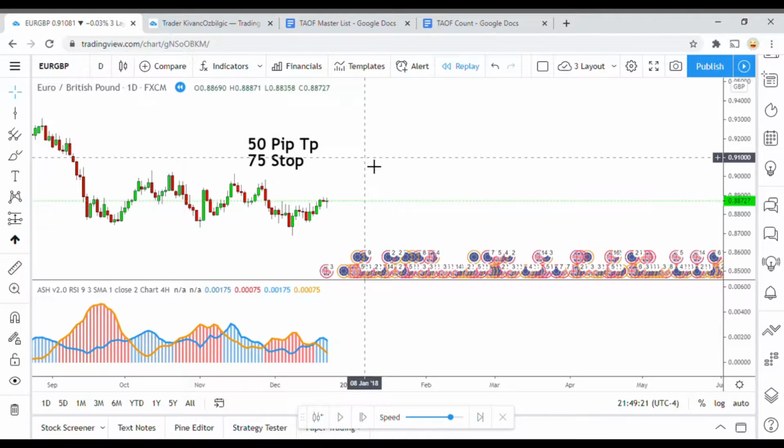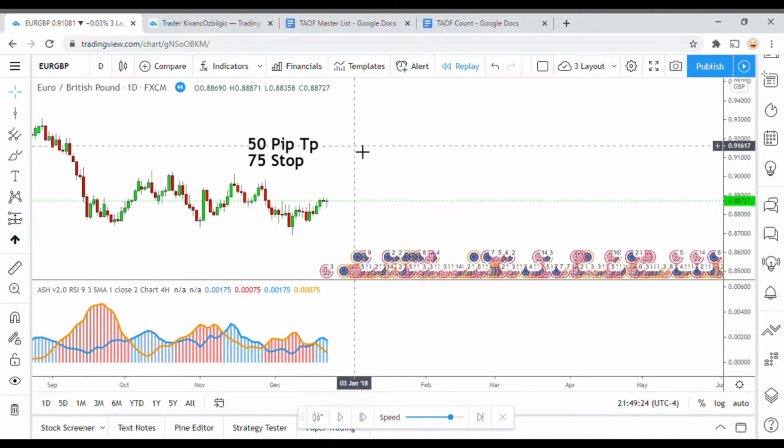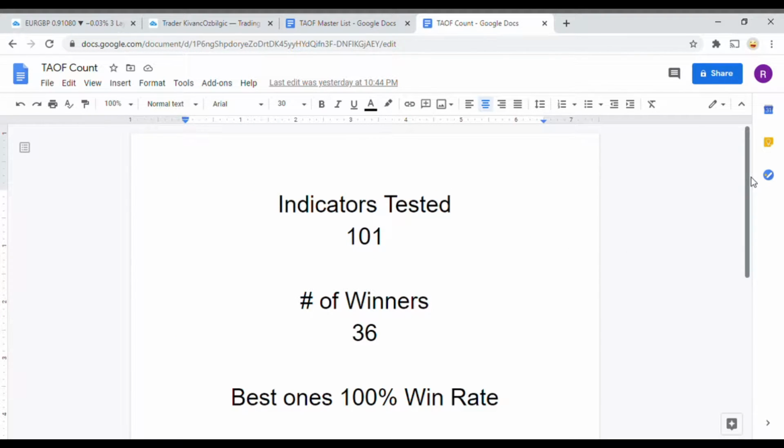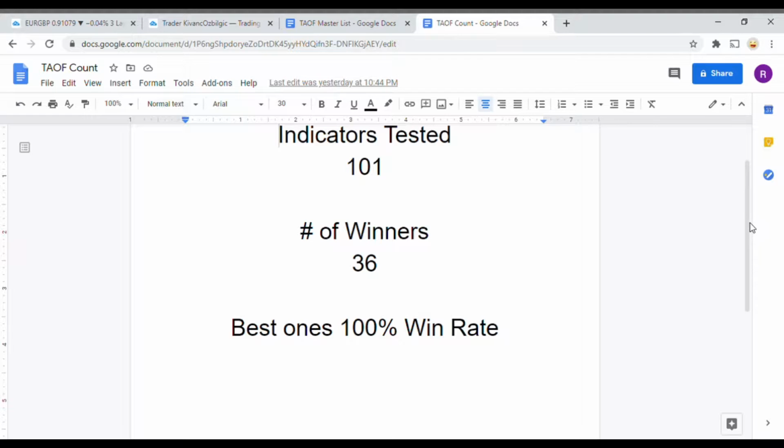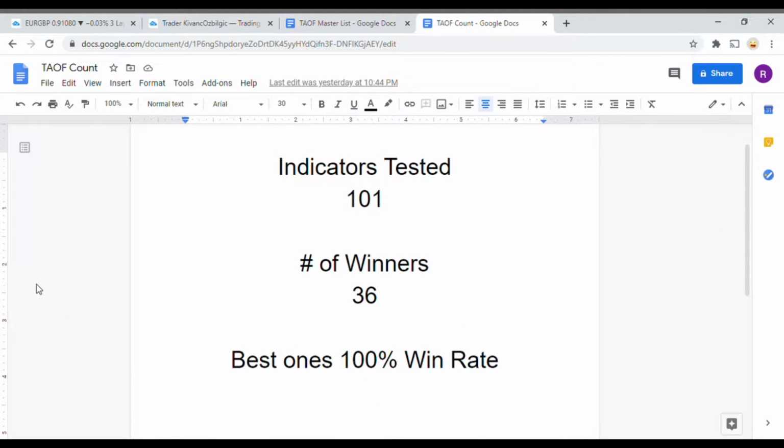Alright, as I said, today we will be testing the ASH indicator. But before we do, I wanted to put the indicator scoreboard up for everyone to see. So to date, we have tested 101 indicators. And out of those 101 indicators, 36 of them have been winners, which means that they have met or exceeded the 60% win-loss ratio threshold that we have set for them. The best ones so far were able to achieve a 100% win rate.